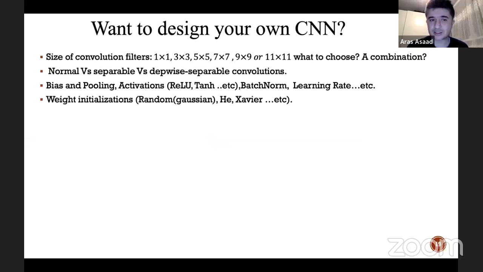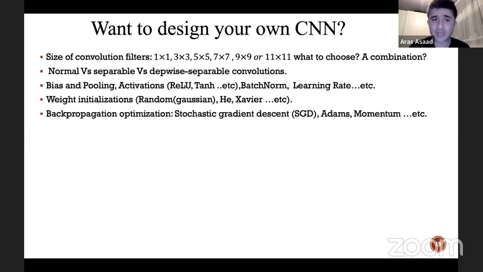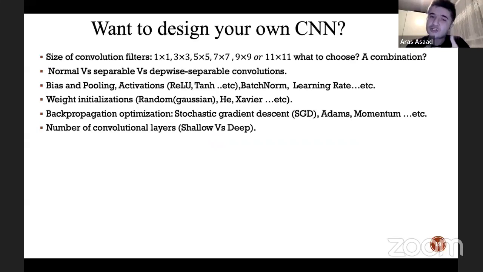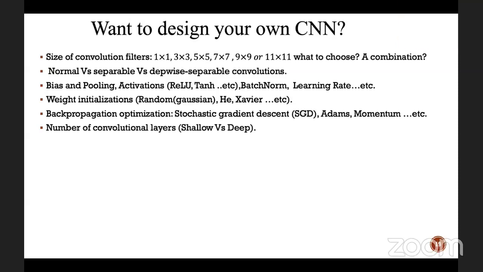Weight initializations, are you going to use the Gaussian to initialize the numbers you have inside the filters, or are you going to use ideas from others known as He or Xavier? Backpropagation optimization, again, are you using stochastic gradient descent in your learning process, or are you going to use momentum or Adam optimizer? Number of convolutional layers. How many convolution layers are you going to put or stack together? 3, 1, 2, 10, 100, 200. There's nothing to stop you from using any of those.